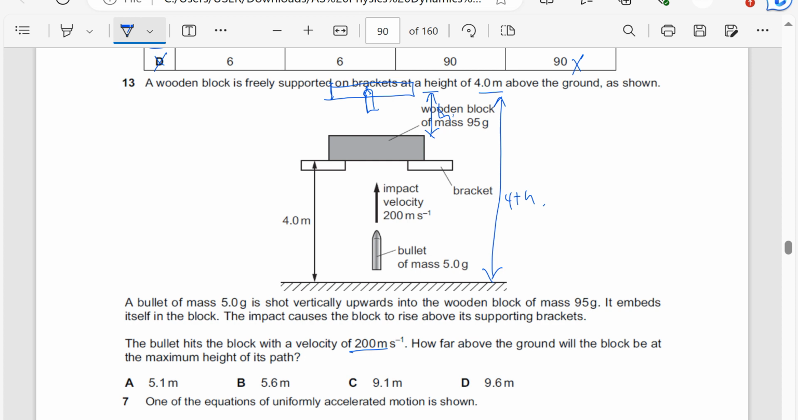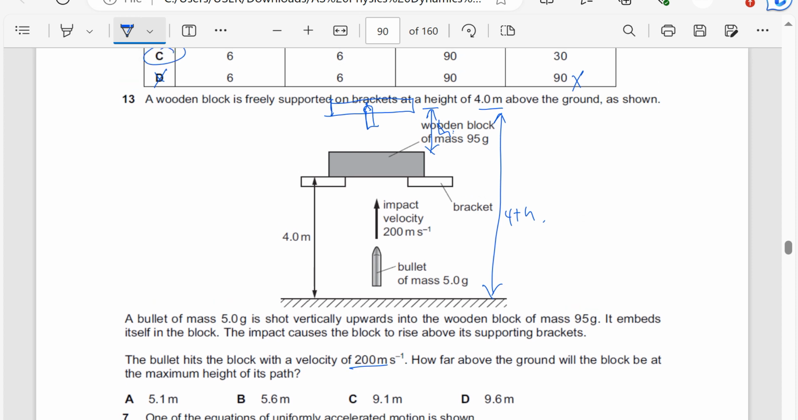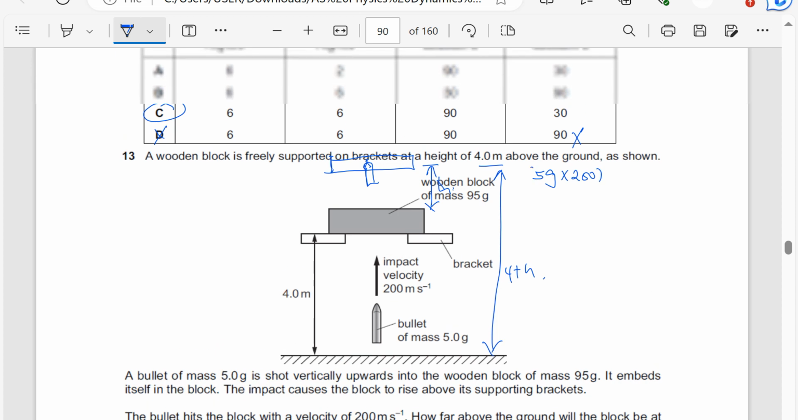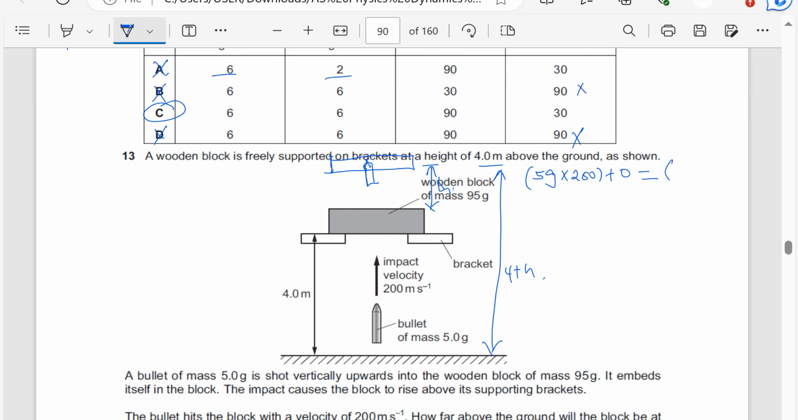First of all, we are going to conserve momentum to find the speed with which the system moves after collision. Before collision, it is only the bullet moving, so its momentum is 5 g times its speed, which is 200. The other one has zero momentum because it was at rest. After collision, they stick together, so their mass becomes 5 plus 95, which is 100 grams, times the common speed, which I'm going to call u.